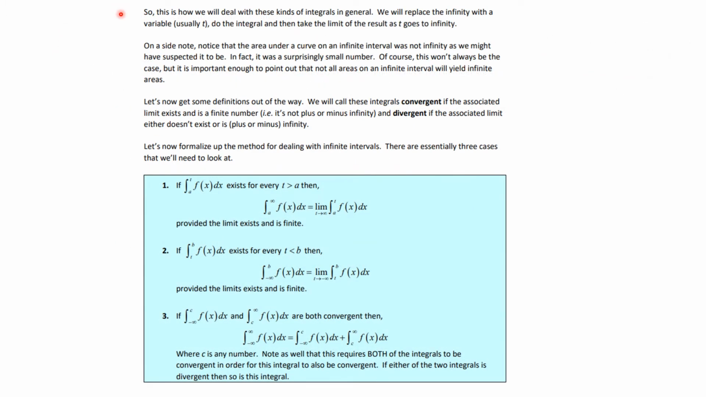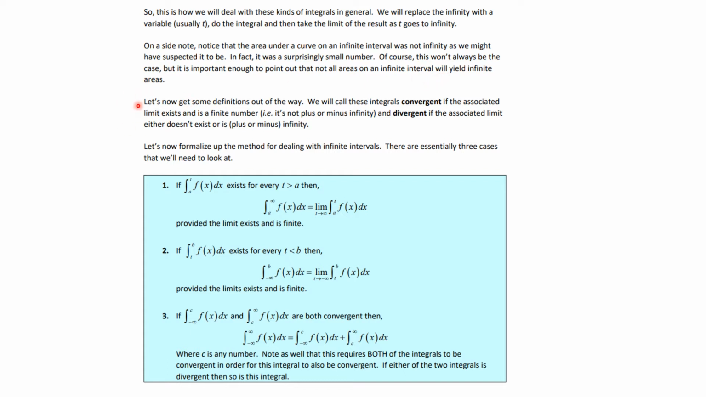Okay, so this is how we deal with integrals of this kind. And surprisingly, the area under the curve on an infinite interval was not infinity. In fact, it was a small number. It was only 1. That won't always be the case. Sometimes the interval will be infinite.